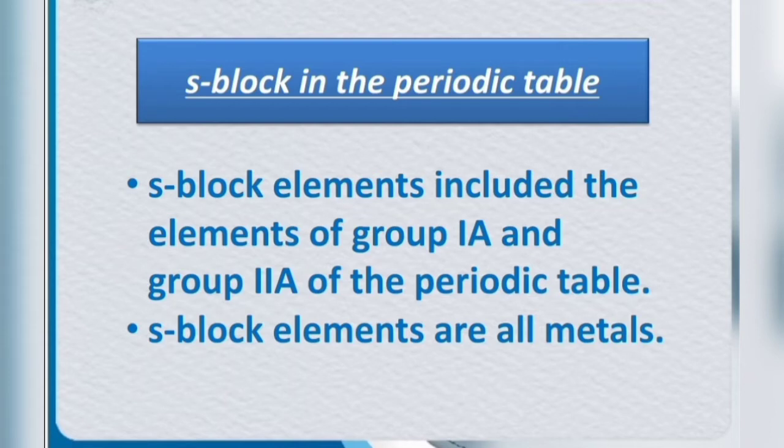So first of all, we will discuss S block elements in the periodic table. Students, as you all know, S block elements include the elements of group 1A and group 2A of the periodic table. S block elements are all metals. Students, what are metals? Yes, very good. Metals are solid except mercury, and they are very good conductors of heat and electricity.